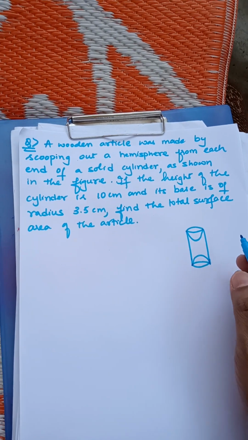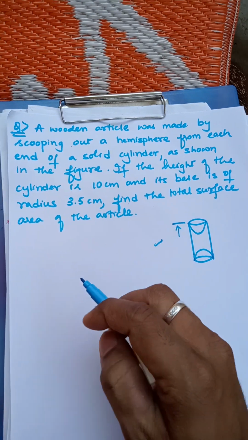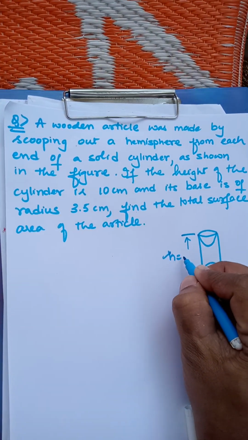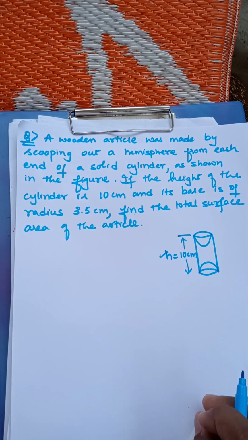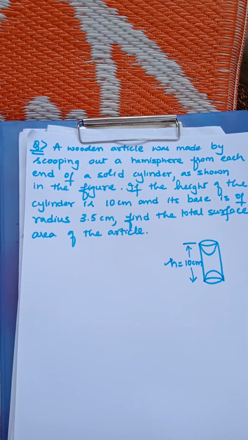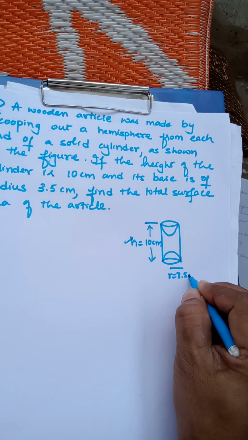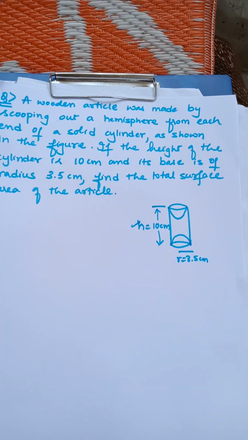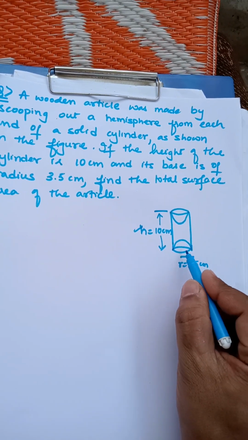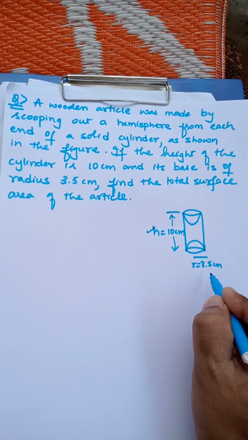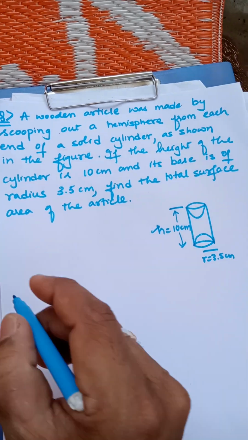If the height of the cylinder is 10 cm, let us represent the height of the cylinder using letter H, and it is 10 cm, and its base is of radius 3.5 cm. Here you can observe the radius of the base of the cylinder is equal to the radius of the hemisphere. So the radius of the hemisphere is also equal to 3.5 cm. We need to find the total surface area of the article.